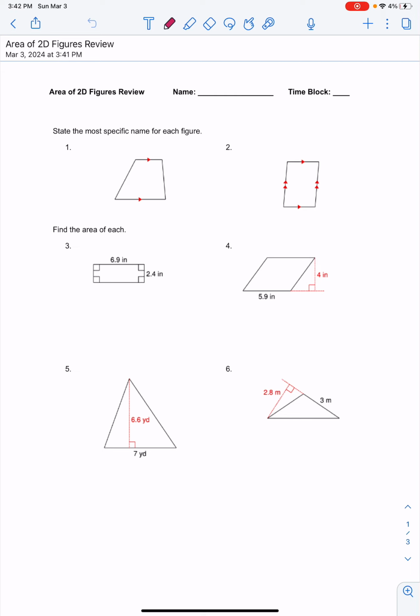Our first couple problems, the instructions say state the most specific name for each figure. So we know that both of these are quadrilaterals because they have four sides, but there is a more specific name for each of them, and we need to look at the notations here. These little triangles tell us that these two lines are parallel, but these two lines are not. So a shape with one set of parallel lines is a trapezoid.